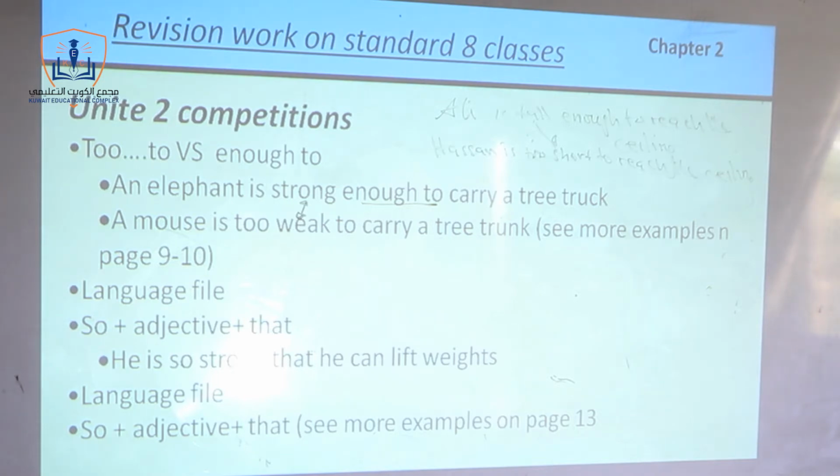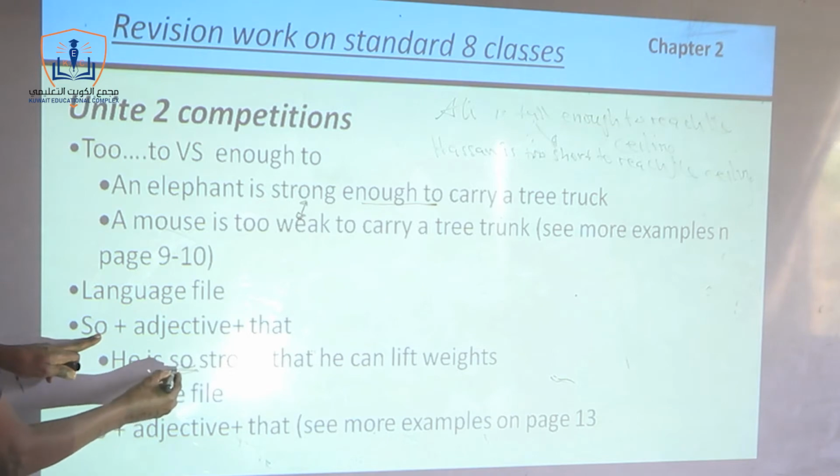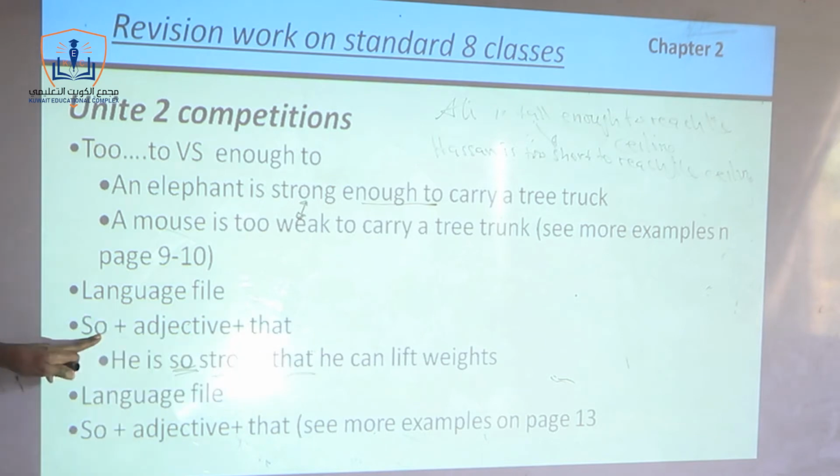Here in chapter 2, our competition, we have a language file. We want to use so plus adjective plus that. This is another way to explain how somebody or something is strong or powerful. He is so strong that he can lift weights. He is so strong that he can lift weights.